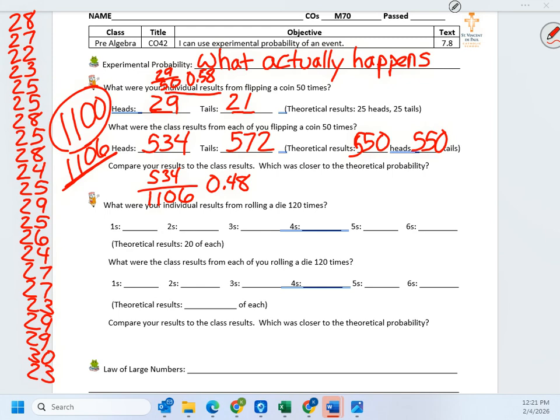So the class in general was closer to theoretical probability. Yes, we have some people who got lucky, but the majority was off more individually than the class. Does that make sense? So some of us got lucky, but most of us were not closer to that theoretical probability. Let's look at it with the dice.